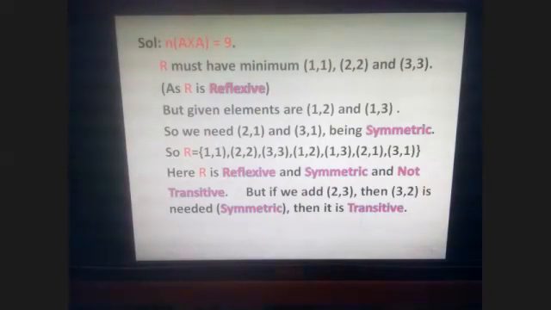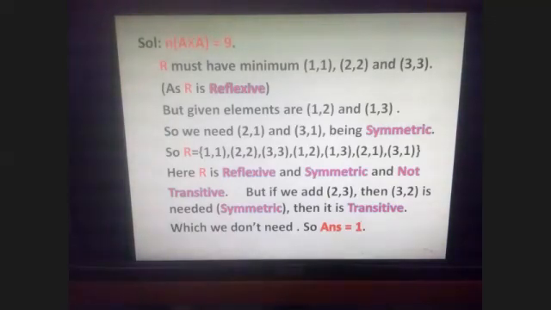We need reflexive, symmetric, but not transitive. The answer is only one. Are you getting along? There is only one relation from A to A which is reflexive, symmetric, and not transitive, which contains (1, 3) and (1, 2). Is it okay? My dear children, you tell me, is it okay?